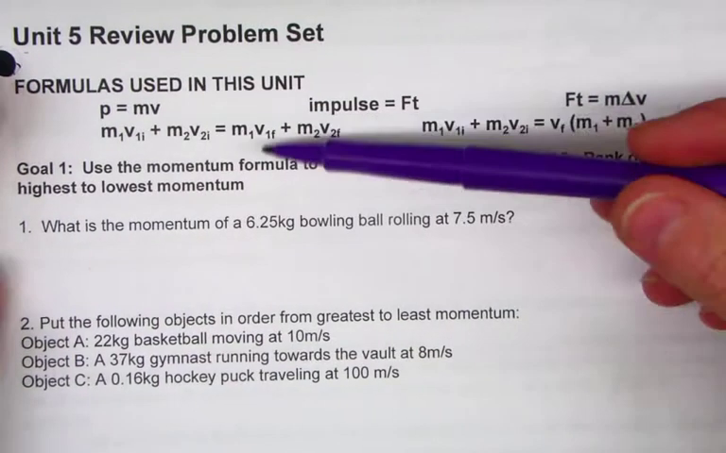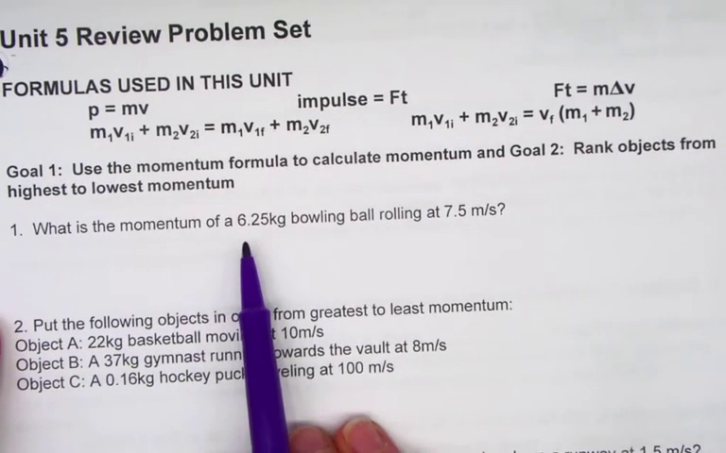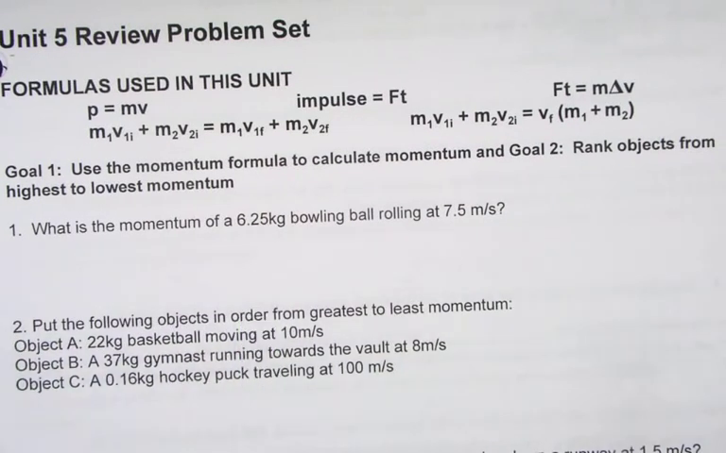Goal 1 is to use the momentum formula to calculate the momentum, and goal 2 is to rank objects from highest to lowest momentum. So if we want to try to find the momentum of a 6.25 kilogram ball rolling at 7.5 meters per second, you're going to need to have your calculator.